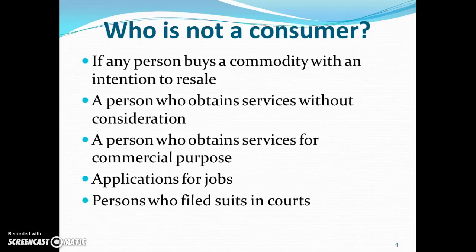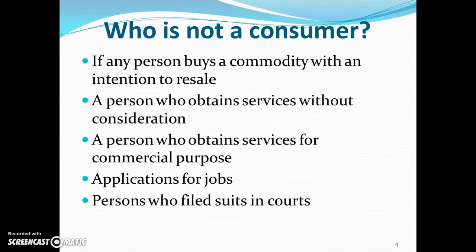Now this slide shows who is not a consumer. If any person buys a commodity with an intention to resell, which means if you are a broker, you buy something and you sell it, whether you are a wholesaler or a dealer wherein you buy the product and you sell it for some profit, then you are not a consumer.